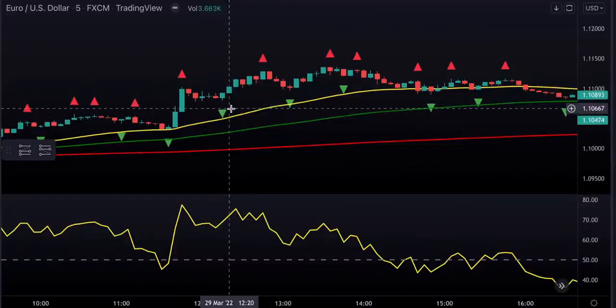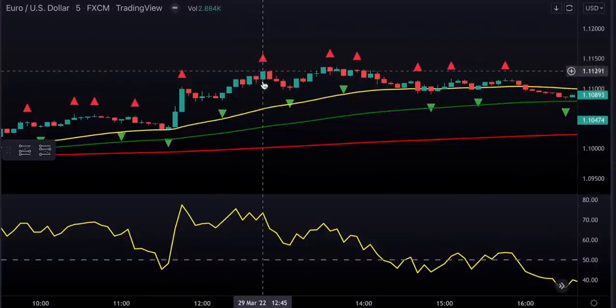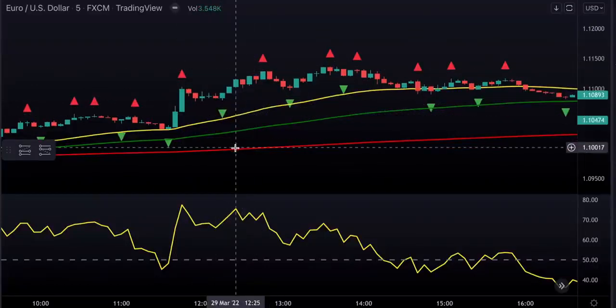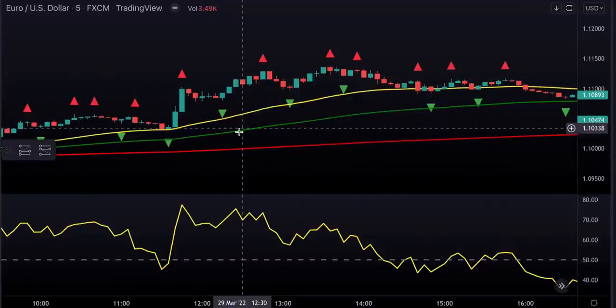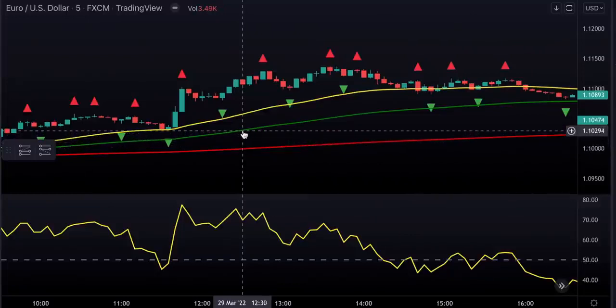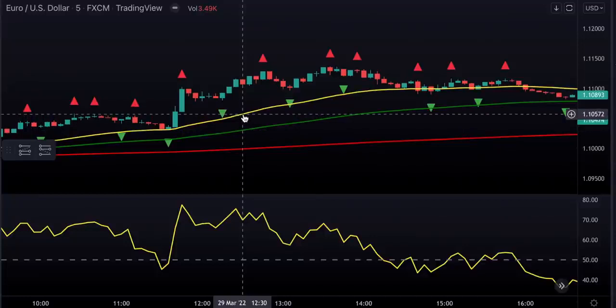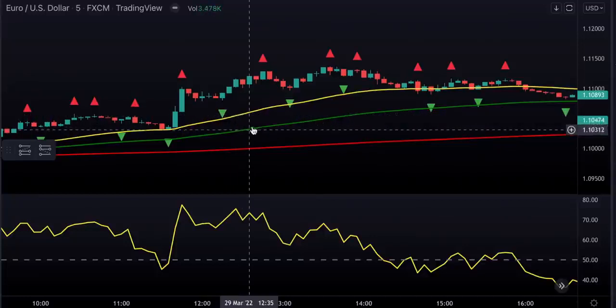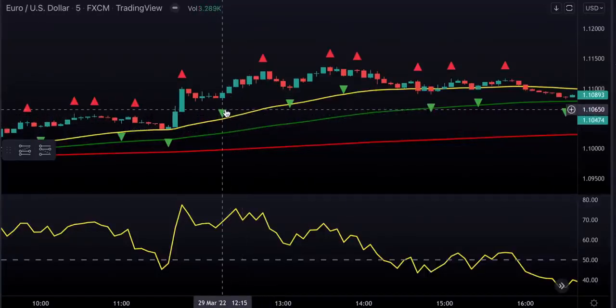We're only going to be looking to buy if the price is sitting above these moving averages. They're all pointing in the same direction, and they have to be aligned in a way so that the first goes red, this 200 MA, then it goes this green, which is 50 MA, and then it goes this yellow, 21 MA.